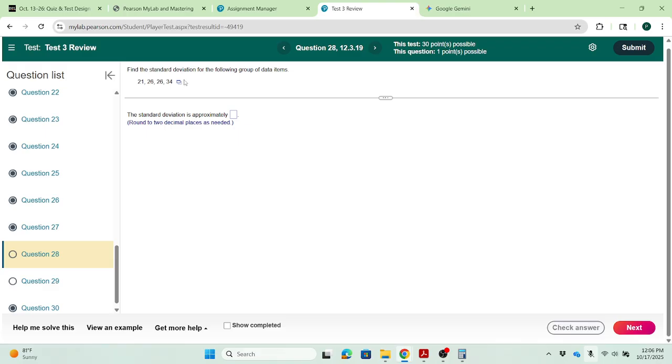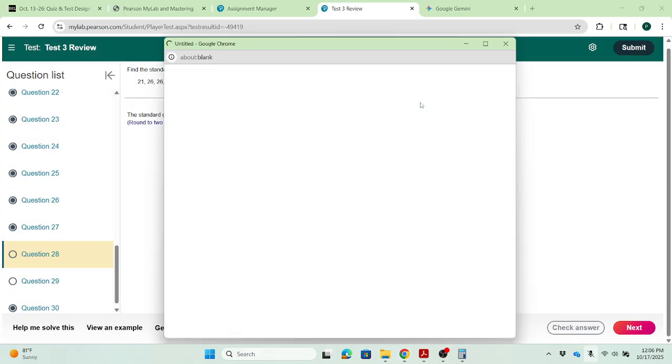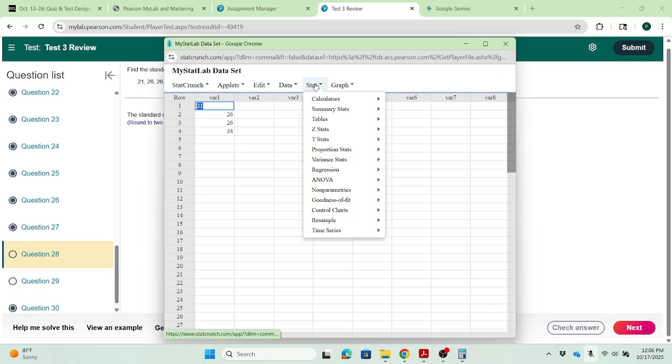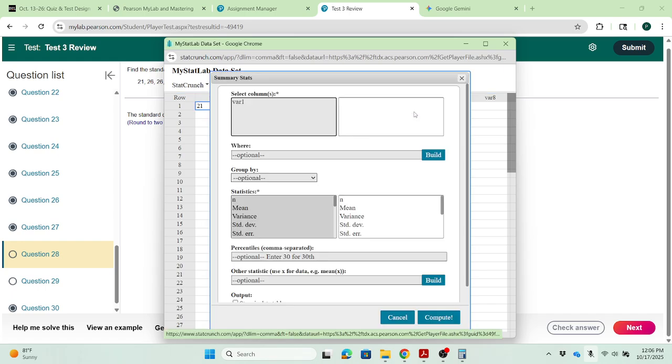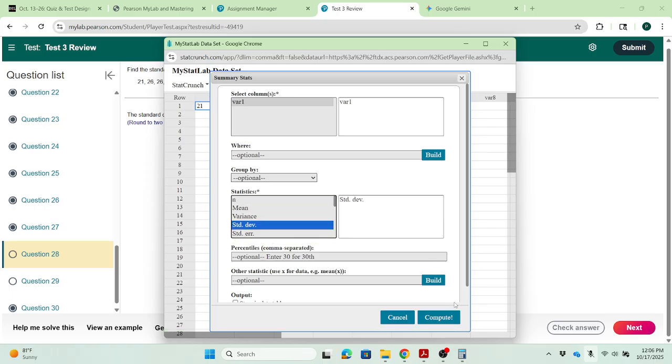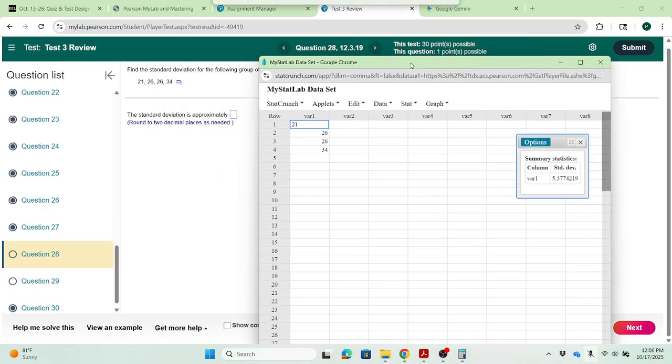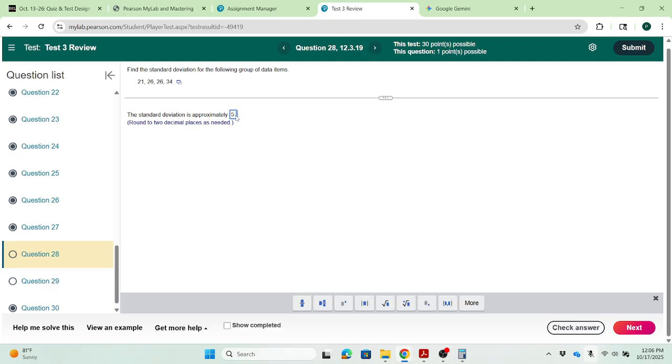Find the standard deviation. This is the data, open in StatCrunch, and then you can find the standard deviation by going to Stat, Summary Stats, select the column, select the standard deviation function here, and it's going to compute the standard deviation, which in this case is 5.38 if you round it to 2 decimal places.